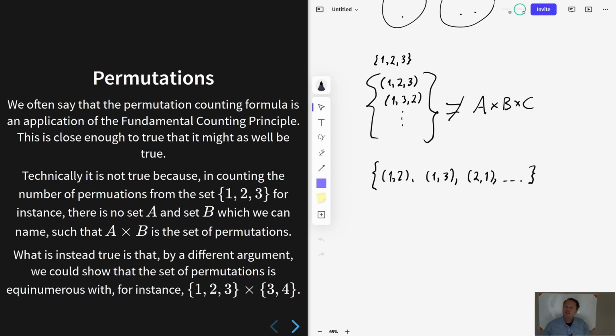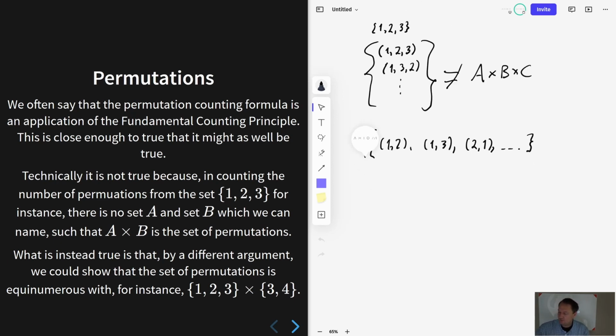Although we cannot say that this set is any A cross B, we could make a fairly simple argument that its cardinality is the same as the cardinality of 1, 2, 3 cross some 2-element set. I'll just write down 3, 4. Arbitrarily, right? 3, 4 has nothing intrinsically to do with this problem, but the point is that we could set up a bijection between the set of permutations and this set.